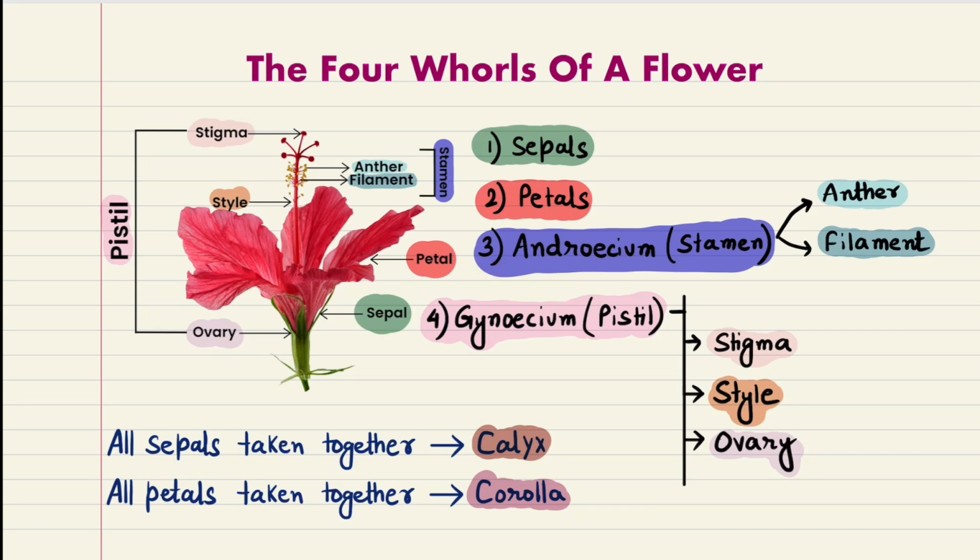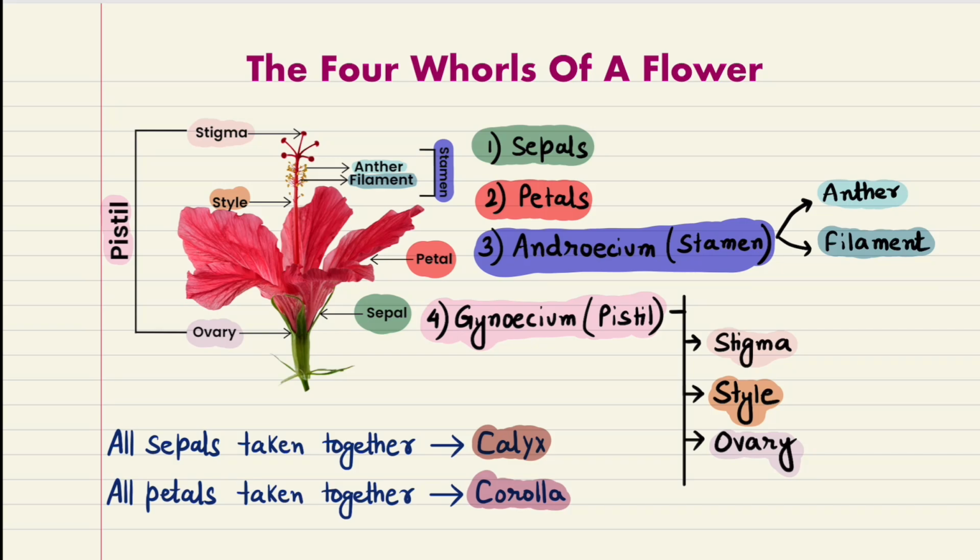At number 3, we have androecium, which is also called stamen. And stamen consists of two components. Number 1 is the anther and number 2 is the filament. Let us take a look at these two structures. The anther is the site where pollen grains are formed, whereas the filament is the stalk that holds the anther.